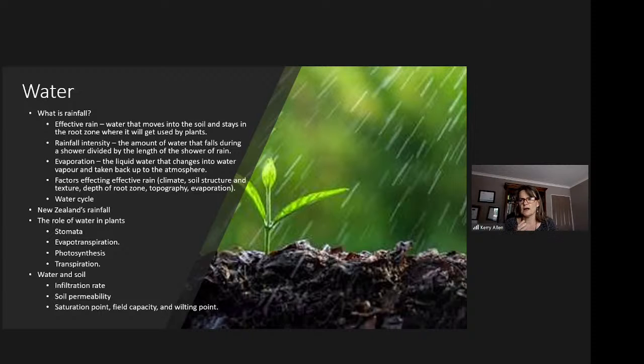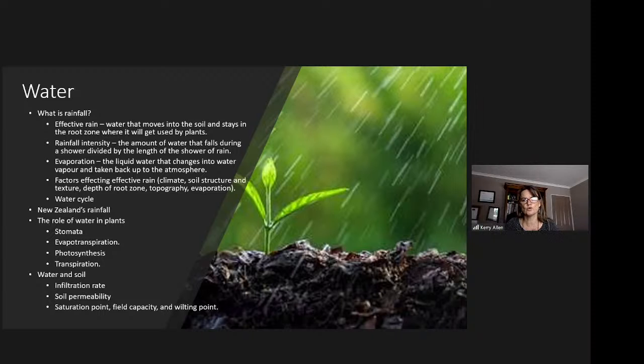Okay, so remember you're trying to use that water for plant processes. That is the use in the stomata, in the transpiration, and in photosynthesis. So ideally you want enough to make sure that photosynthesis is occurring at all times.